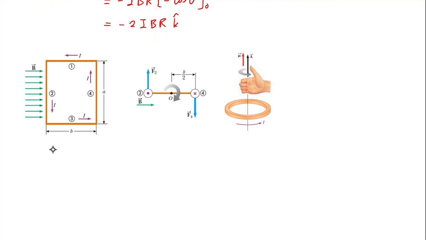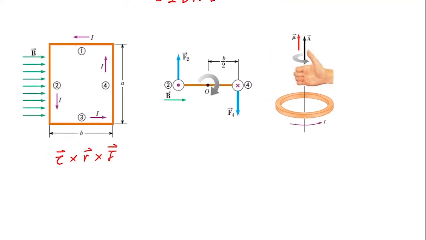So a couple of things we need to remember. The torque itself is R cross F. Okay? And then, of course, the force due to the magnetic field is, in this case, I L cross B, L being the length exposed inside the magnetic field.